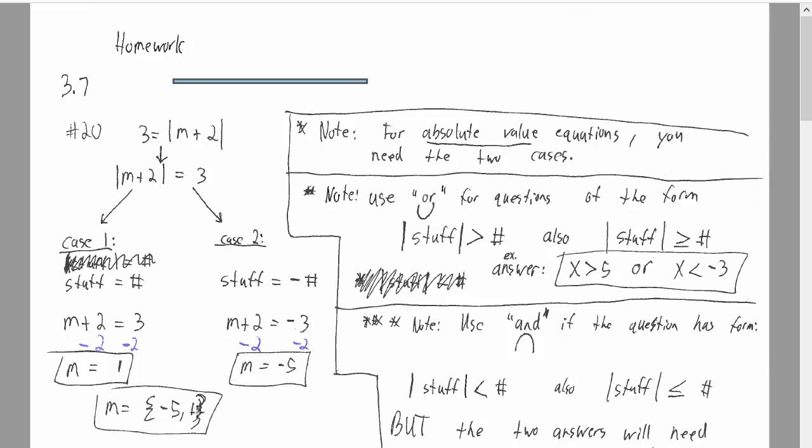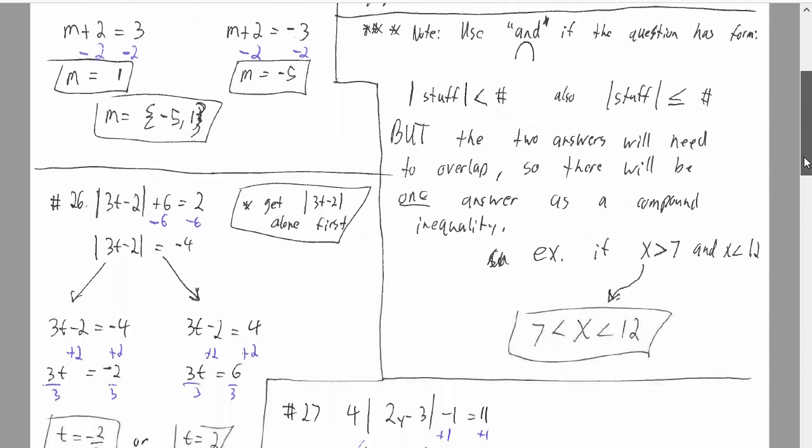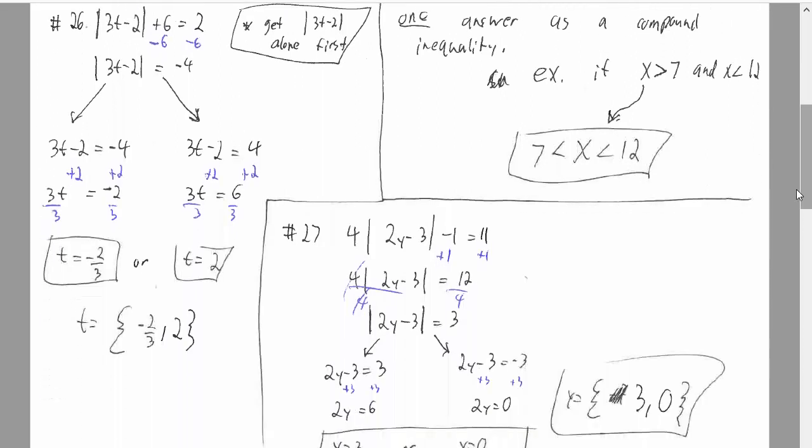But the answers are -5 or +1, and I put that in set notation or I put it in two separate equations. You could really do either, but just be able to recognize both and know how to use both.